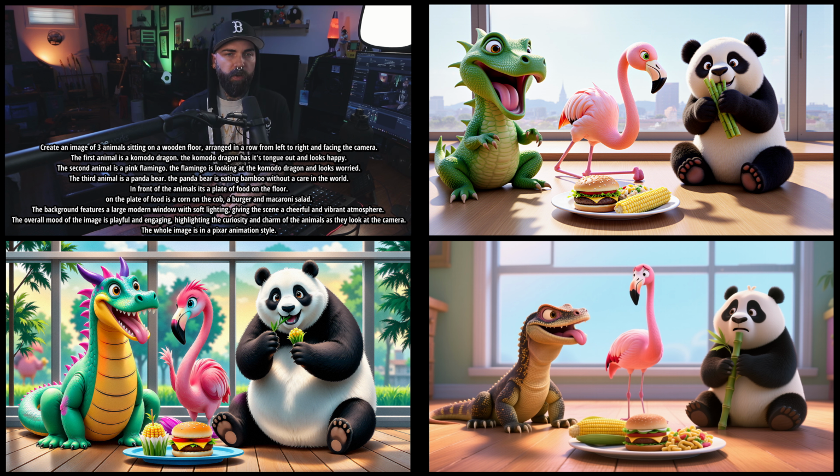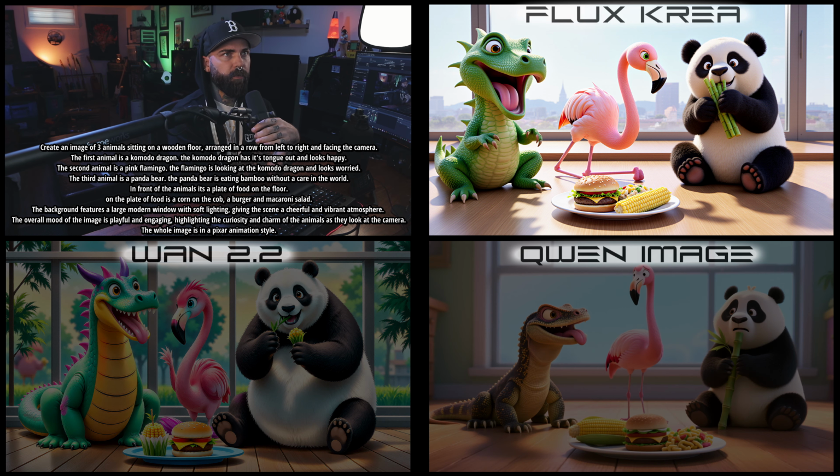So we're going to test how these models adhere to the prompts. Is that the right word? Adhere? How well they listen to the prompts. So in the first one, looking at the Flux Korea, the only thing that I noticed that it didn't do is the flamingo isn't facing the Komodo dragon and looking afraid. That was in the prompt and he wasn't doing that. Aside from that, it did really well. Everything else is exactly as the prompt says. So I'd call that a win.